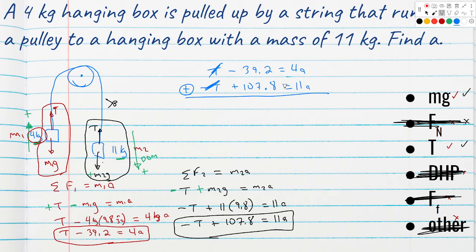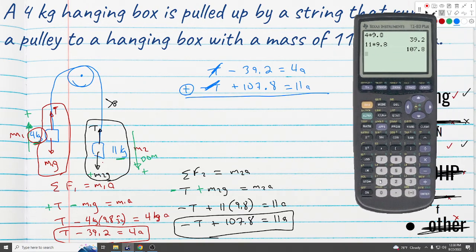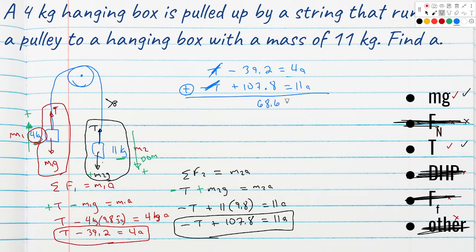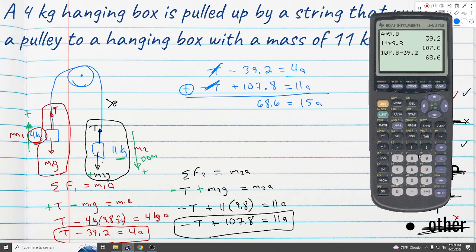All right, over here, I've got 107.8. Put in the bigger positive number first. You don't have to, but minus 39.2. I'm adding straight down, so I want to keep the signs. That's a 68.6. Adding straight down, 4a plus 11a would be 15a, and all I've got to do is divide right there. I'm going to get a 4.5 or 6 something. I already got the 68.6 divided by 15 is 4.57.